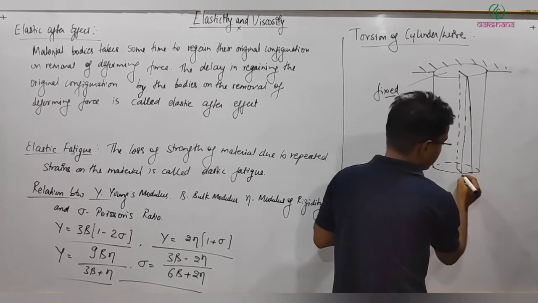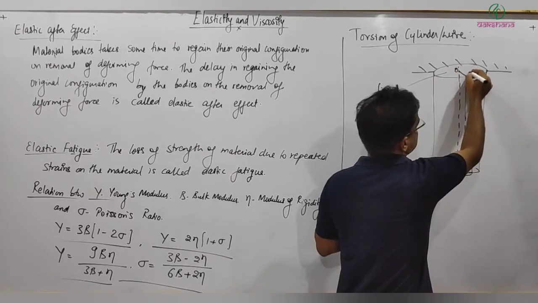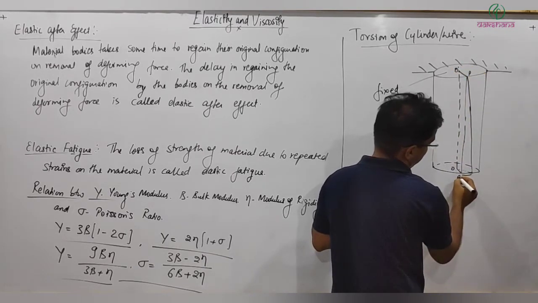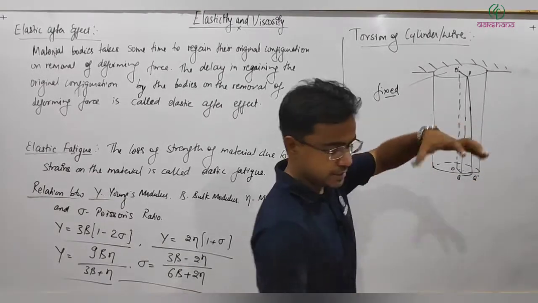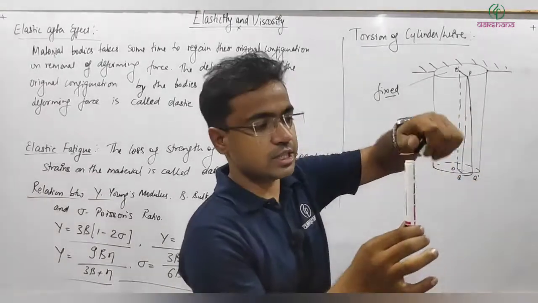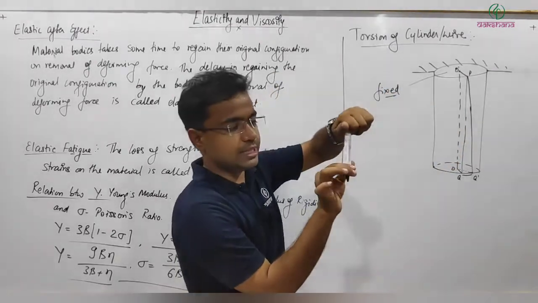So here it will be like, let's say O, this is O prime, this is P, this is Q, then Q will be shifted to some Q prime. A cylinder is there like this, you can just consider. So now here I'm fixing this one end, this end is fixed, and this end is twisted.